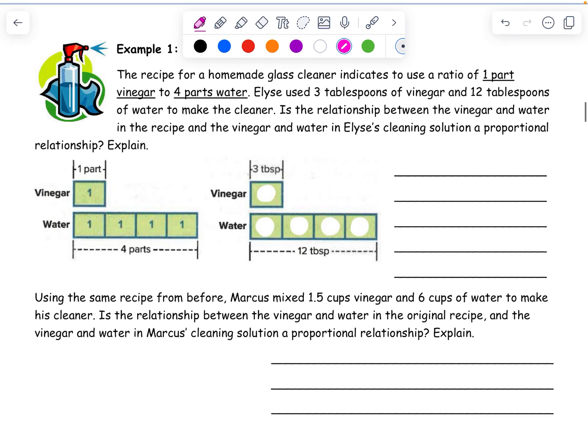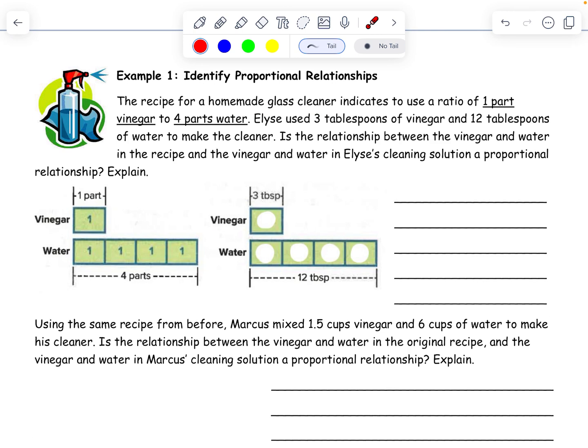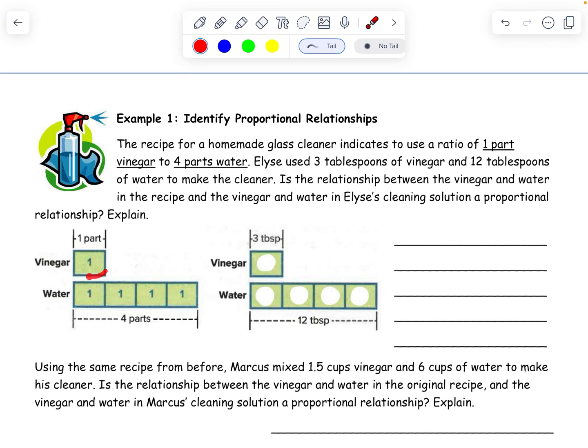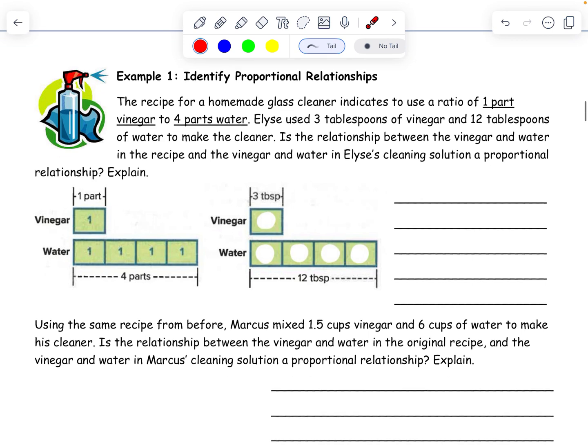It says identify proportional relationships. You have a recipe for homemade glass cleaner. So it's like Windex, but you make your own. It indicates to use a ratio of 1 part vinegar to 4 parts water. It could be cups, it could be spoons, or whatever you want to use. For every 1 part of vinegar, there has to be 4 parts of water. Elise used 3 tablespoons of vinegar. Okay, so she used 3 tablespoons of vinegar and 12 tablespoons of water to make the cleaner.